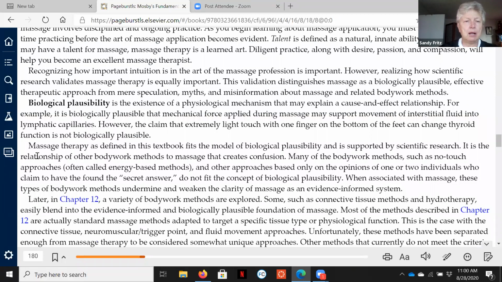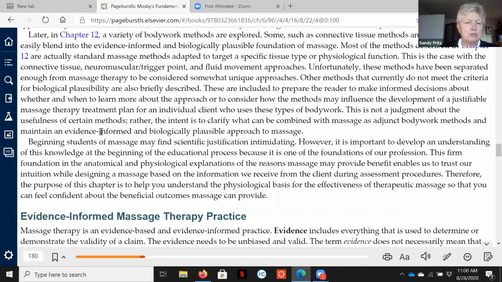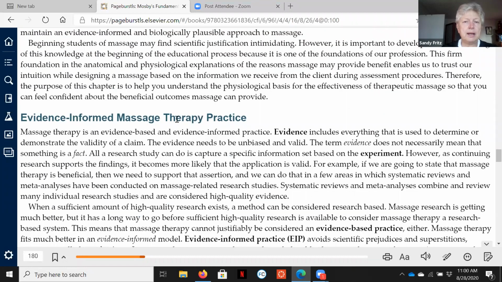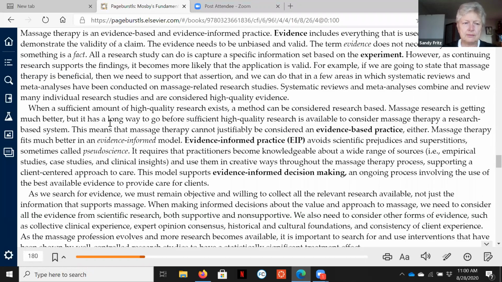So most everything in this book and in the Essential Science book is based on evidence. And when that evidence is not sufficient, certainly the idea of biological plausibility. So this is what evidence-informed is. And you can read through this. This is a little bit more about some definitions here.